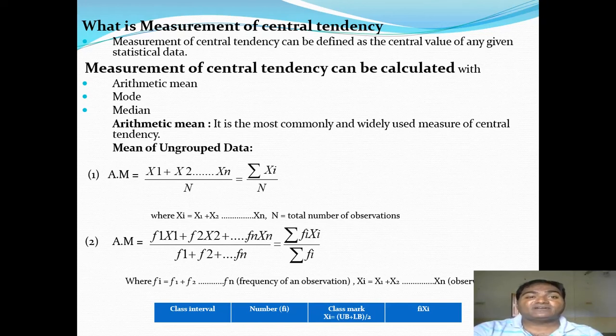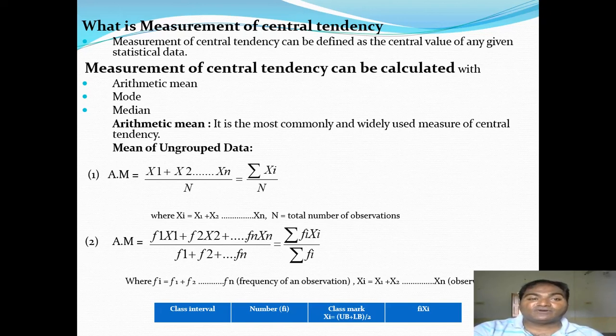What is meant by central tendency? Central tendency is nothing but a central measurement. That means the data collected is interpreted and analyzed, so we are going to get a central value for it, a value which is used for further analysis. That particular value is known as central tendency. For central tendency, we use three methods. The first one is arithmetic mean. The second one is mode. The third one is median.